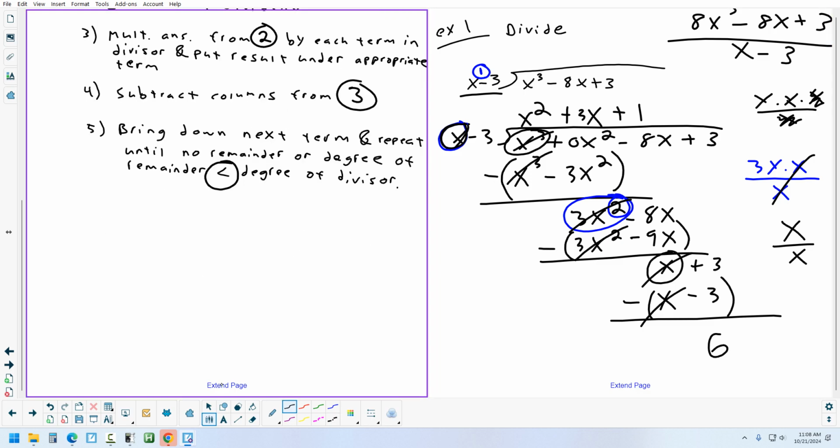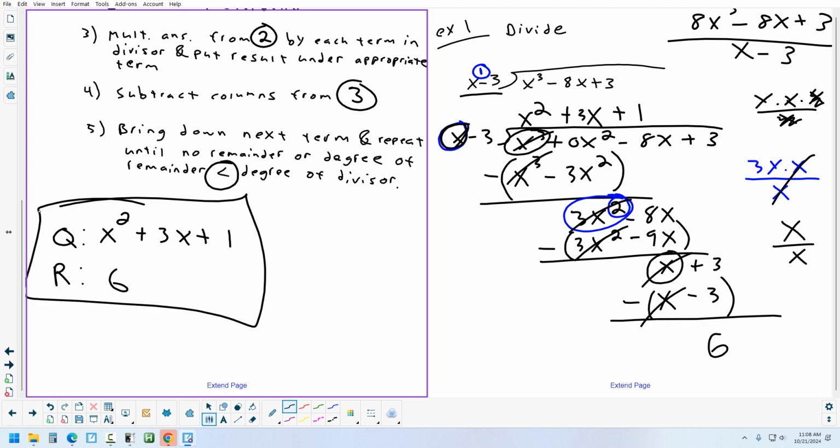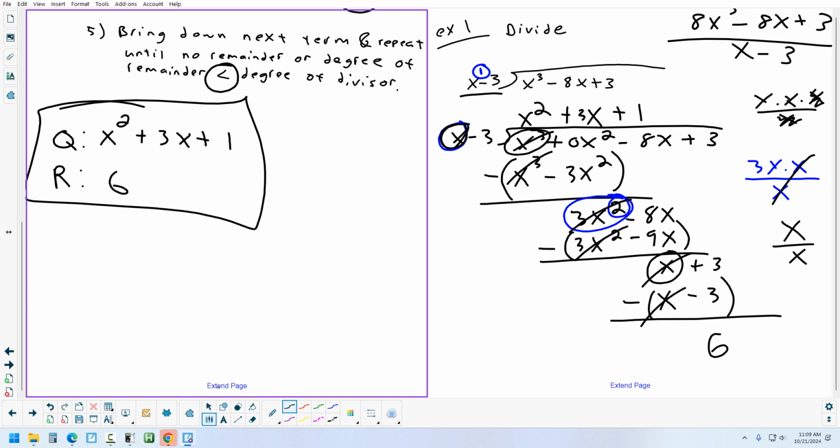Okay, so final answer. There's 2 ways you can write it. You can write it as quotient and remainder, 2 separate boxes. Or you can write it the way you do with numbers when you learn long division in elementary school.